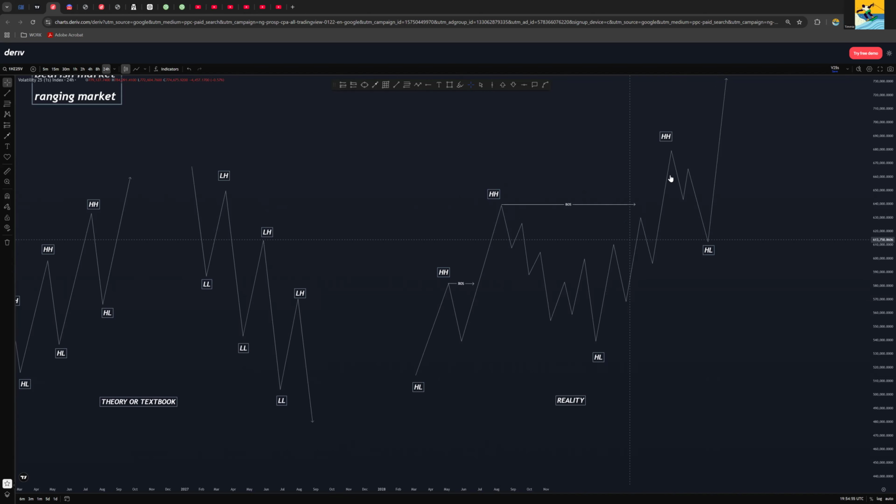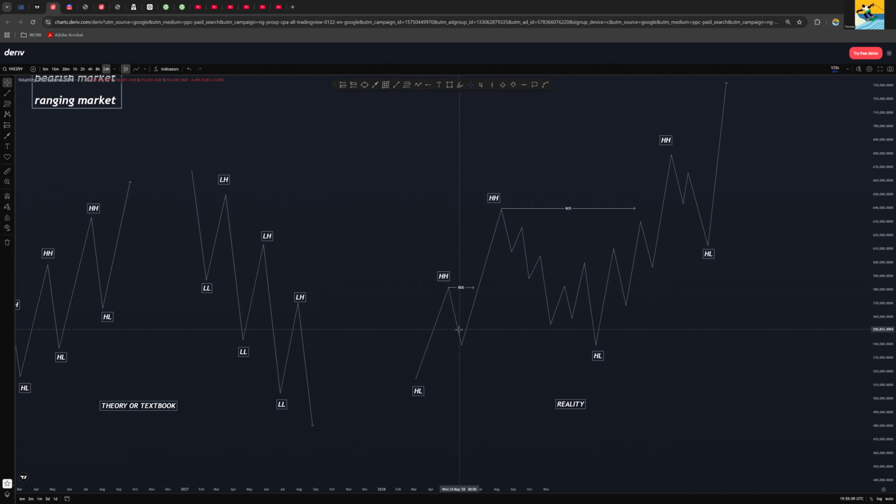After a break of structure, you expect a pullback. It is that pullback that forms the higher low. Whenever price breaks a structure, it will form a pullback to form a higher low.